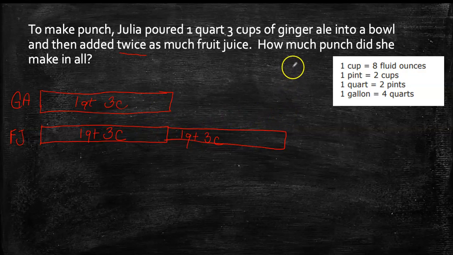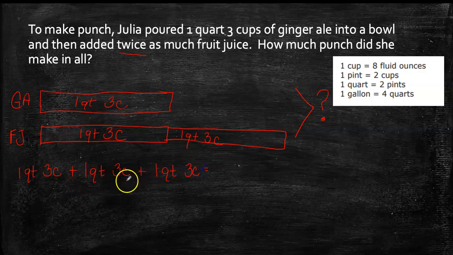Now let's read our question. How much punch did she make in all? So I want to know together, how much punch did she make? What would I need to do in order to solve this question? Absolutely, I need to add them together. So I need to add 1 quart, 3 cups, plus 1 quart, 3 cups, plus 1 quart, 3 cups.